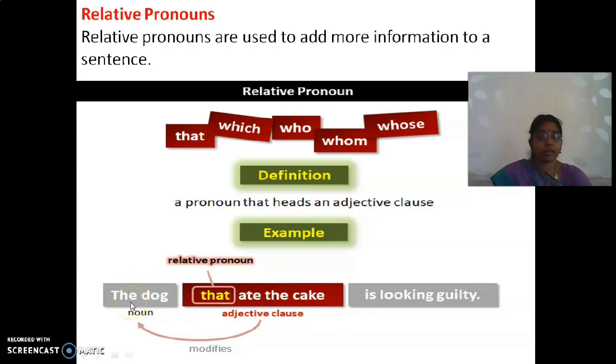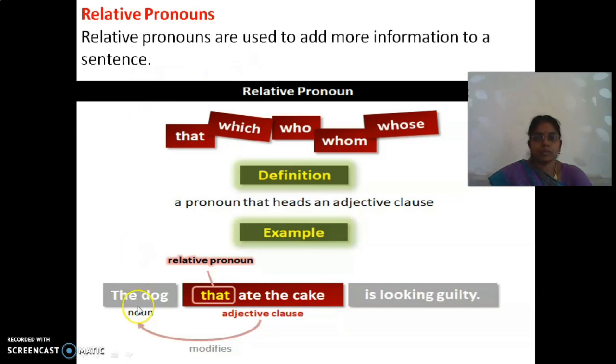The dog ate the cake. Okay. So, the dog that ate the cake is looking guilty. So, again, a relative pronoun is a pronoun that heads an adjective clause, that keeps the top of that adjective clause. Relative pronouns are used to add more information to a sentence.